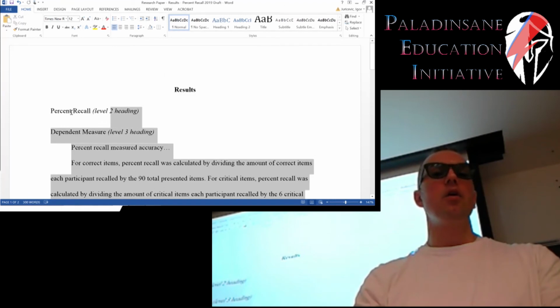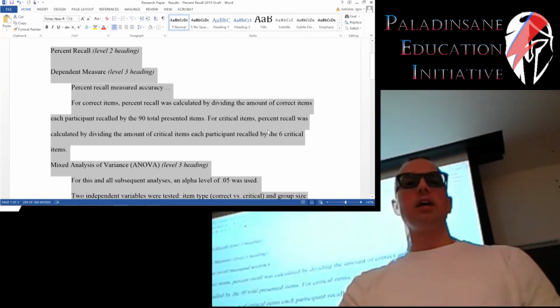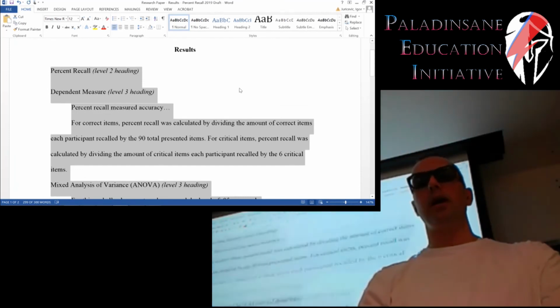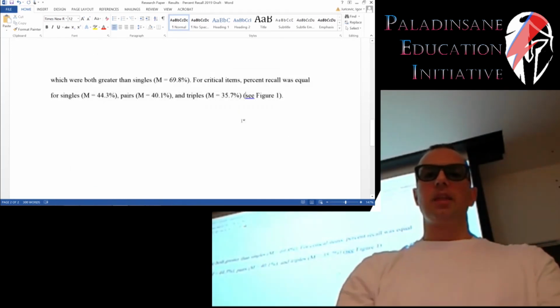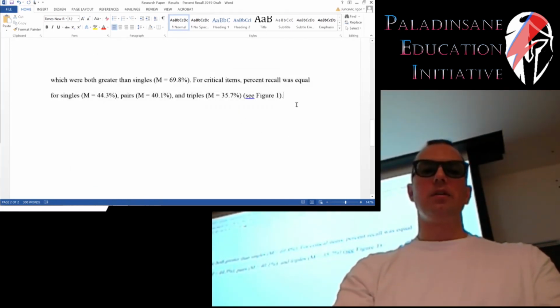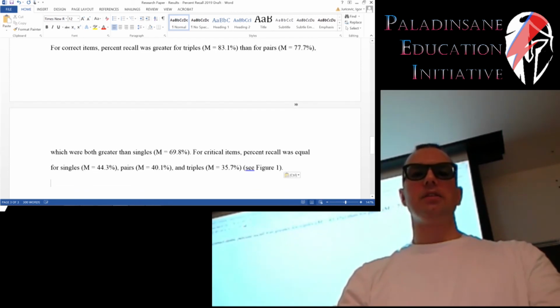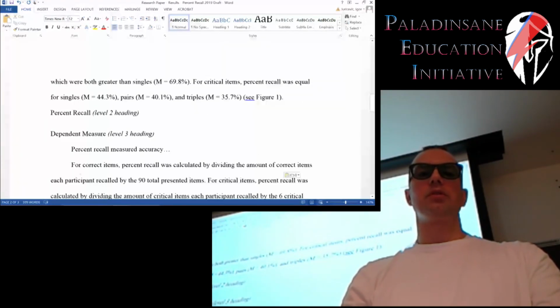And then what you're going to do, once you get everything here nice and the way that you like it, you're going to take this percent recall. You are going to copy the whole thing. At least this is what I would suggest. You're going to copy the whole thing. And then right underneath, you're going to paste what we just wrote for percent recall.